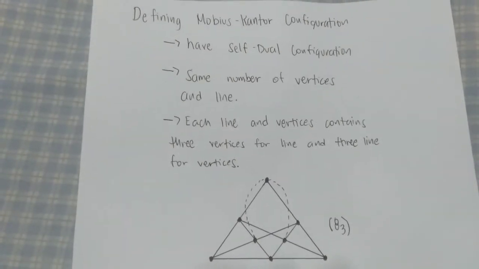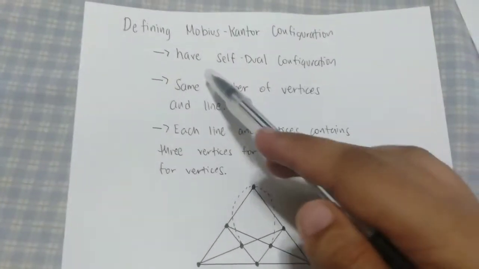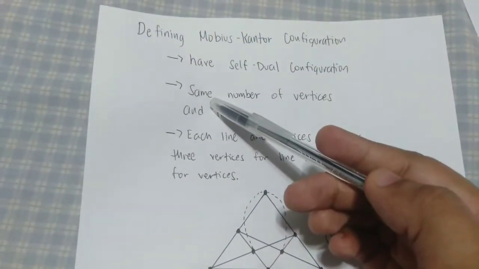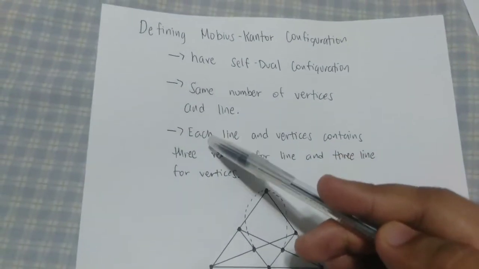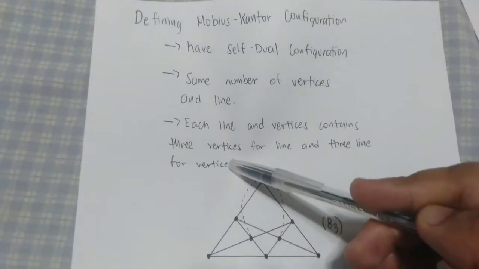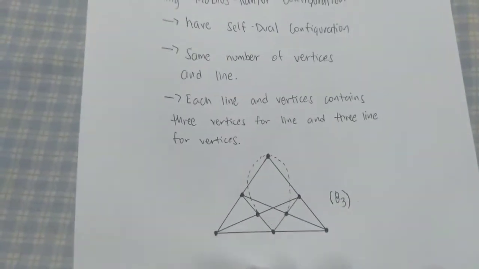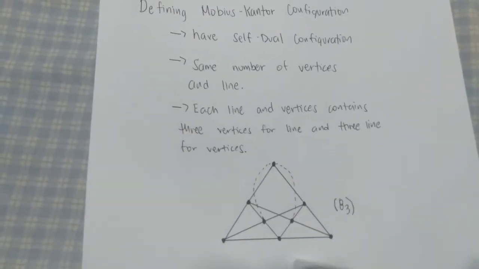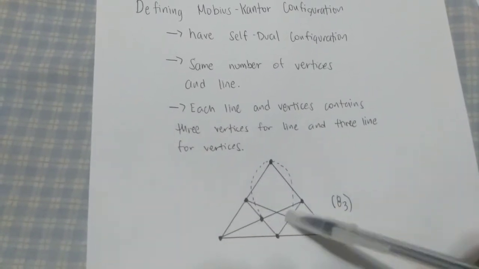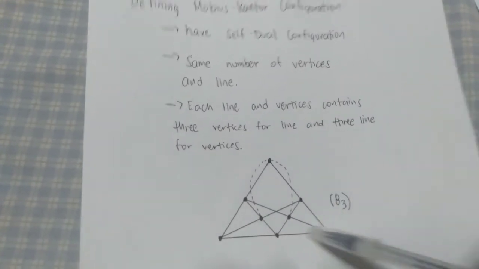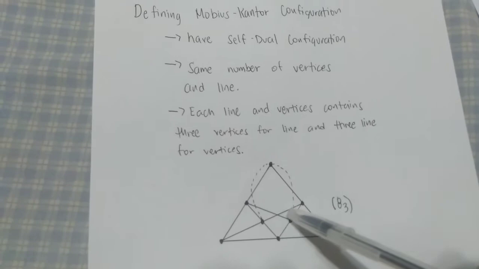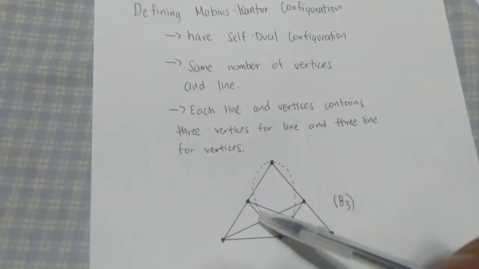Möbius-Cantor configuration. How to define the Möbius-Cantor configuration? First, we have a self-dual configuration, with the same number of vertices and lines, and lastly, each line and vertex contains 3 vertices per line and 3 lines per vertex. If you look at this plane, this is a Möbius-Cantor configuration because we have 1, 2, 3, 4, 5, 6, 7, 8 vertices and 1, 2, 3, 4, 5, 6, 7 and 8 lines.